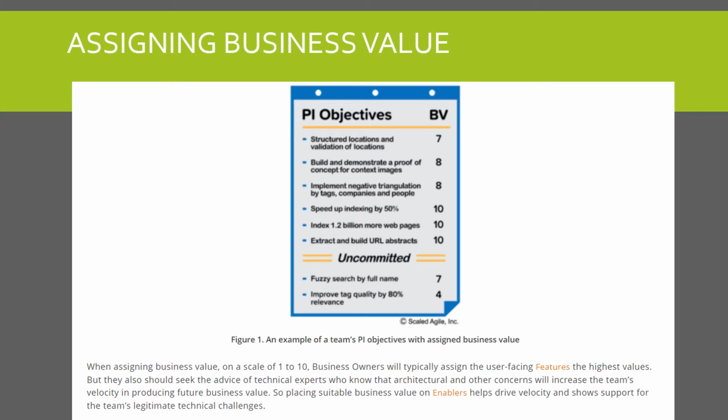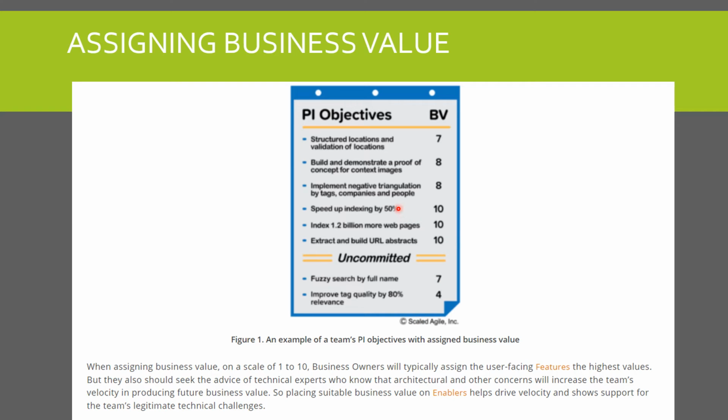And one important aspect in a product backlog is assigning the product backlog items their business value. This particular picture is taken from the Scaled Agile website. They talk about PI objectives. You can call that release objectives, and they are assigning a business value on a scale of 1 to 10. The business owners will typically assign user facing features the highest values, right? Let's say that speeding up indexing by 50% is a user facing feature. They are making it the highest value, 10.